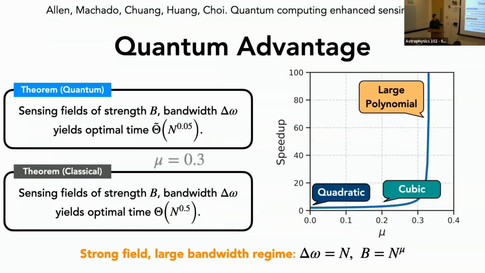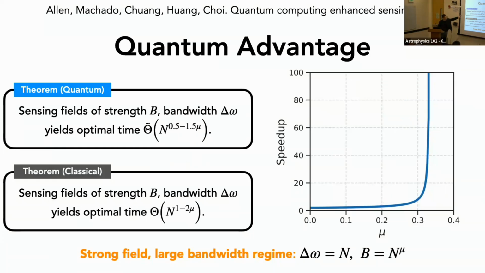And then we can also look at, say, mu equal to 0.3 and plug it in. And now the speed up becomes a power of 10 type of polynomial speed up. And as mu starts to approach 1/3, this polynomial speed up starts to explode. And we can get bigger and bigger polynomial speed up. But at the very end, when mu equal to 1/3, in the quantum case, this just becomes constant, while the classical is still scaling. So now at the very end, it becomes constant versus polynomial.